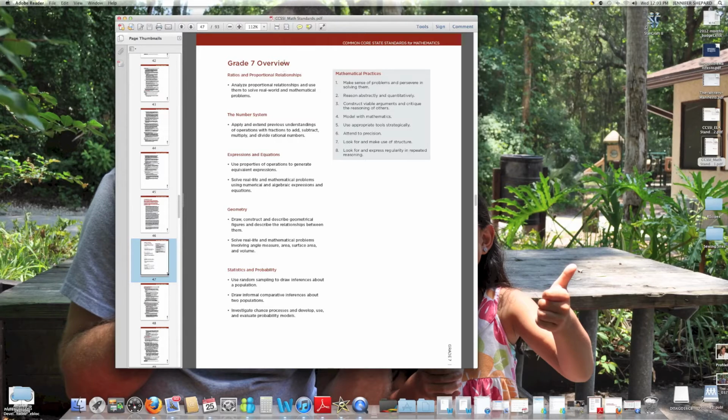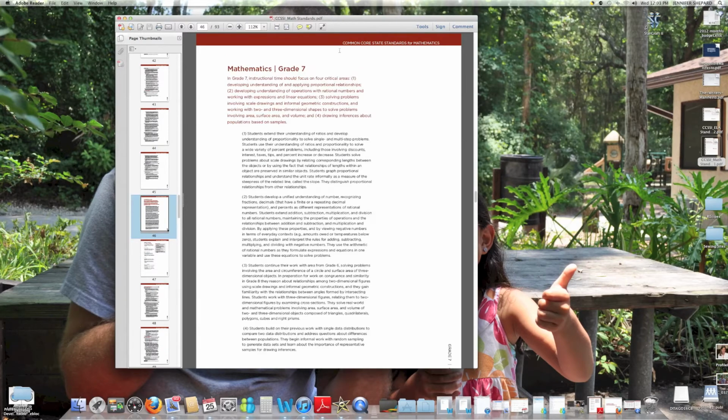This is an overview of what 7th graders are supposed to know. You can see the different domains here in red, and these are the clusters within those domains. The bulleted points here are the clusters. Now, this is an overview. If you want a narrative description, you can go to the page before it, and there's a narrative explanation of what math in grade 7 should look like.